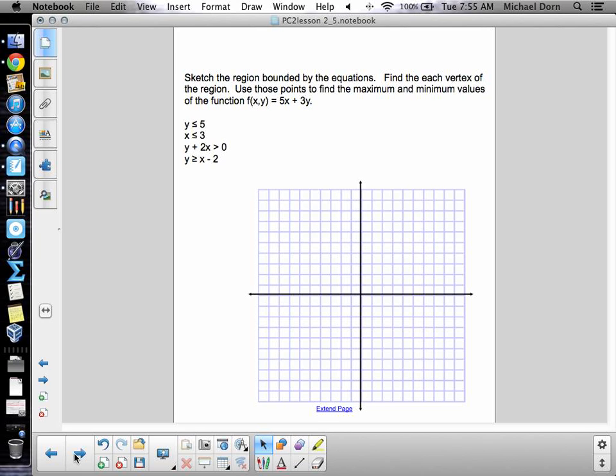So again, we start by doing the graphing of all the inequalities. Now, that's a lovely picture on page 86.